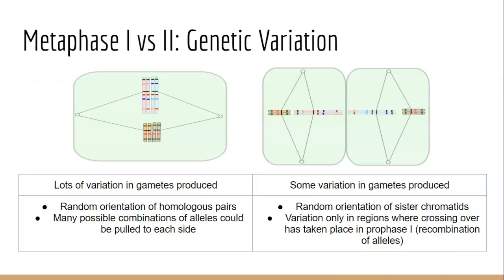Now, I mentioned that there's some genetic variation, but not as much. Comparing metaphase 1 versus 2, you have more in metaphase 1 because it's random orientation of homologous pairs, so there's a lot of possible combinations, whereas in metaphase 2, it's random orientation of sister chromatids, where there's really only variation wherever crossing over occurred. So if crossing over didn't occur, then there's no variation happening.